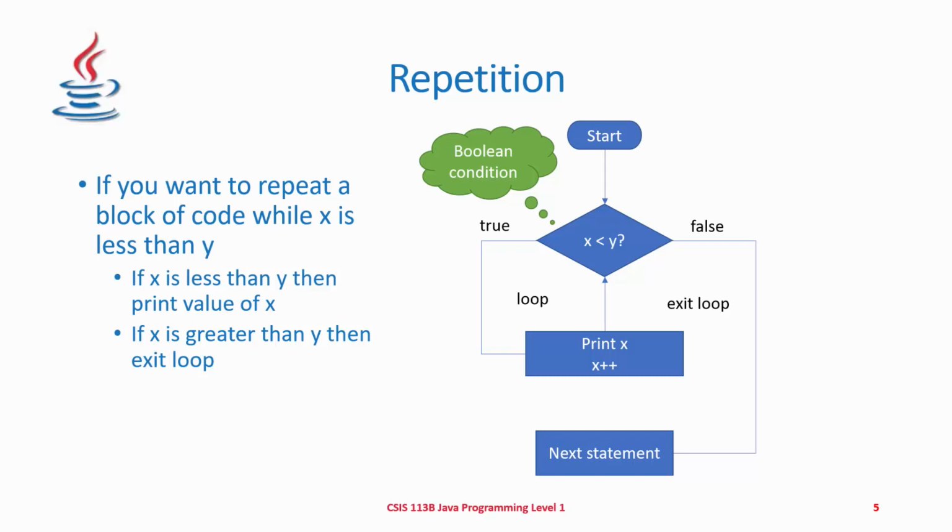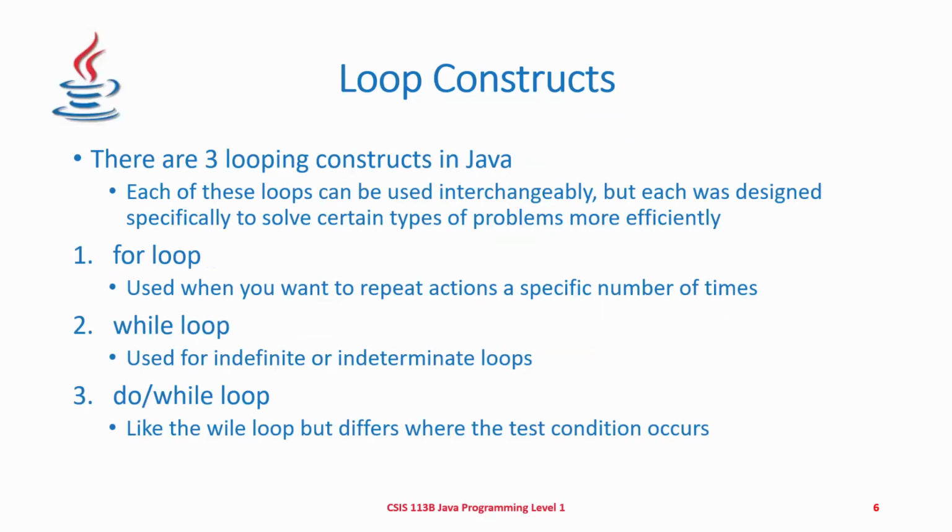There are three loop constructs in Java. Each one of these loops can be used interchangeably, but each was designed specifically to solve certain types of problems more efficiently. So we have a for loop, used when we want to repeat actions a specific number of times. A while loop, used for indefinite or indeterminate loops. And then a do while loop, which is like the while loop, but it differs where the test conditions occur.